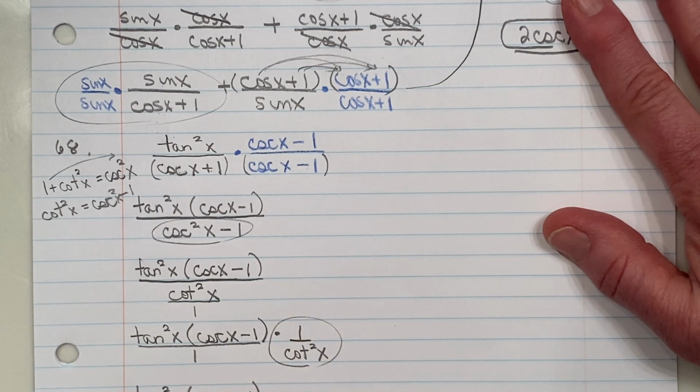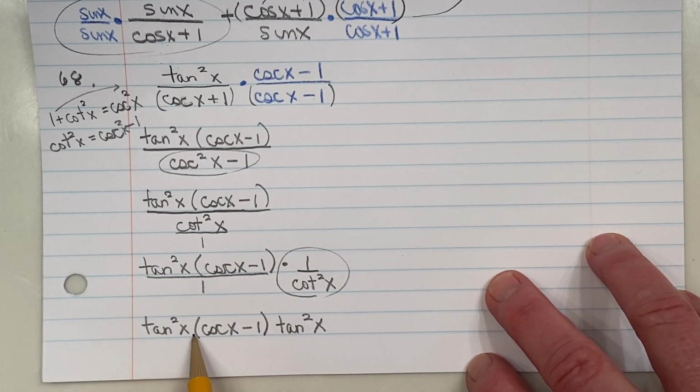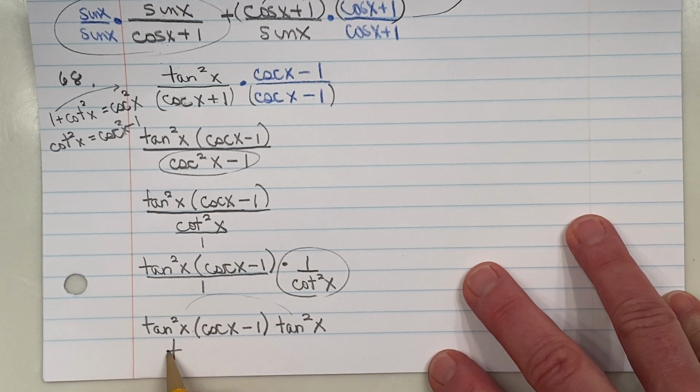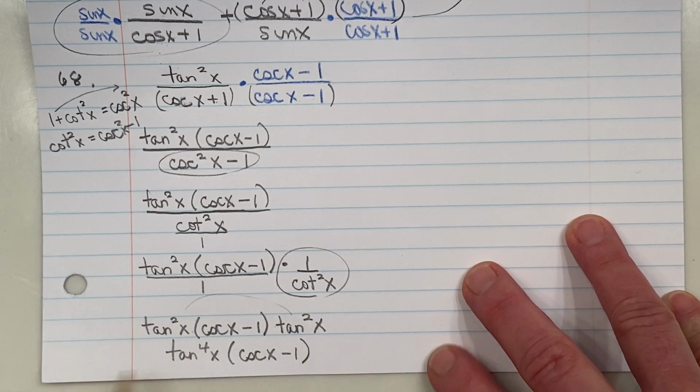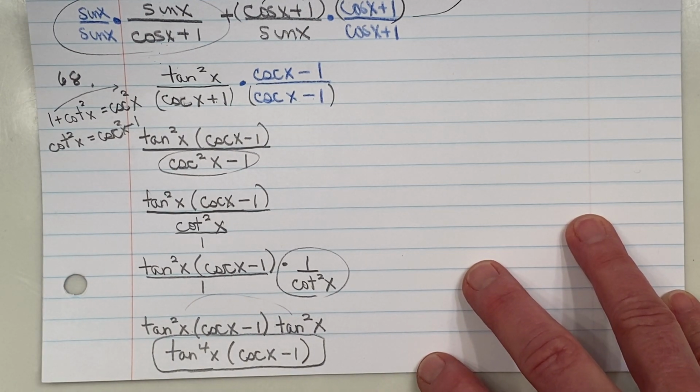I'm going to change this. I'm going to change that to tangent squared x because I have a property that says that that's equal to tangent squared x. Now these are just things being multiplied, so let me multiply the two tangent terms together and get tangent to the 4th x times cosecant x minus 1. There it is. As ugly as it is, that's my answer because I don't have a fraction. That's what just happened right there.